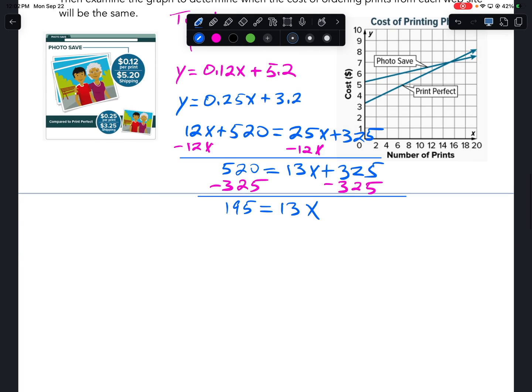So 195 divided by 13, you just did it, right? What is it, Cora? 15. Good. So we were right in our estimation. So how do I figure out the y value?